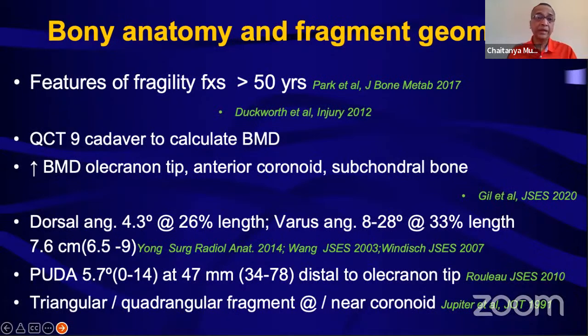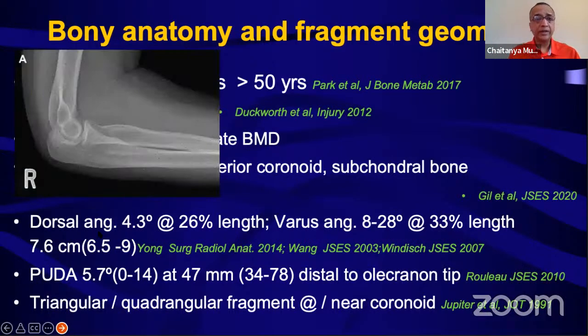Now, as I said before, there is dorsal angulation, which varies depending on which study you read and which country it comes from, which is about 4 to 6 degrees, sometimes up to 14 degrees, and it usually is at about 26% the length of the ulna as calculated from the tip of the olecranon to the ulnar styloid. Similarly, the varus angulation is approximately a third of the length down the ulna and usually varies between 8 and 28 degrees. So if you look at this, you can see that here you have the dorsal angulation.